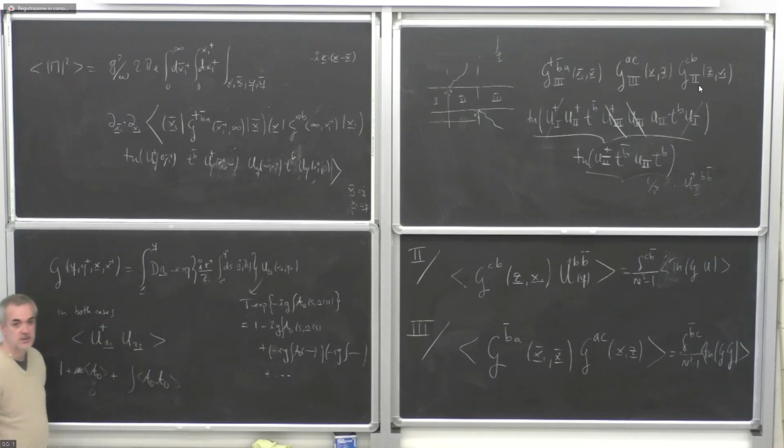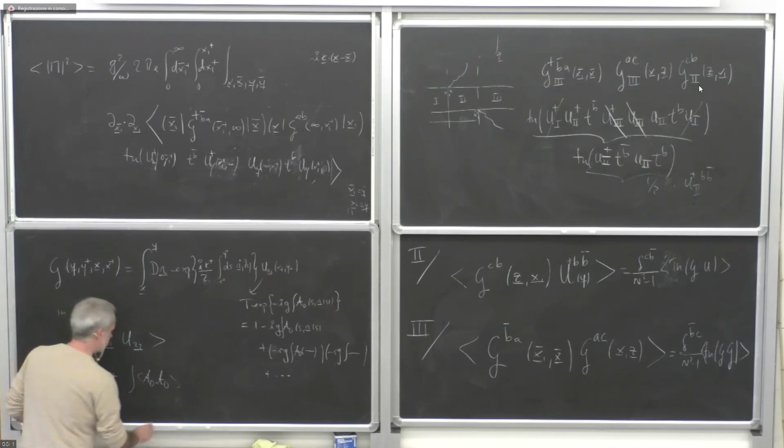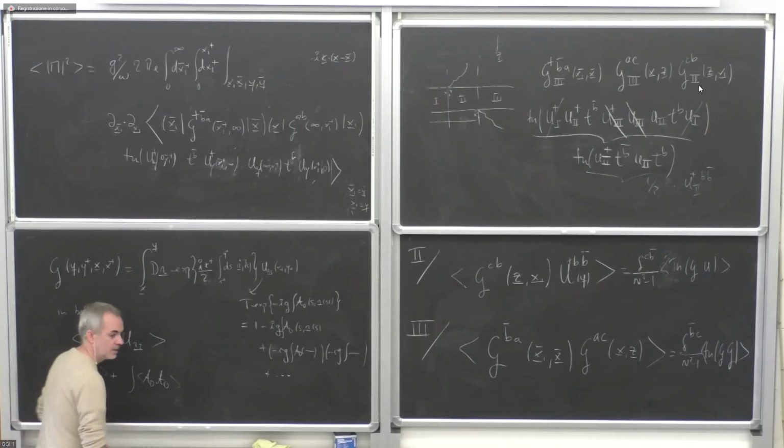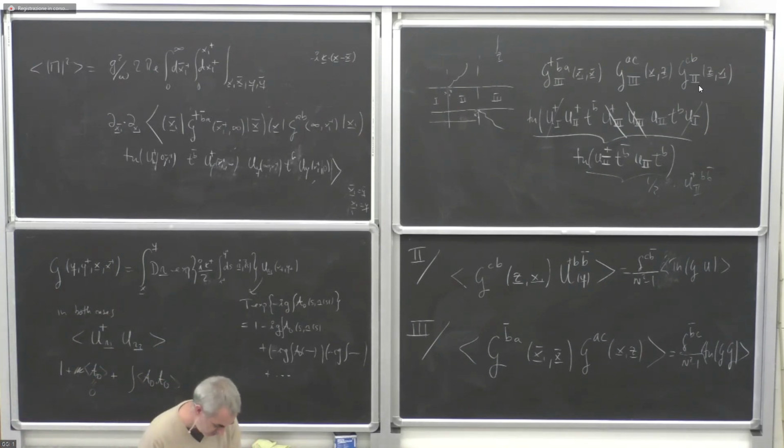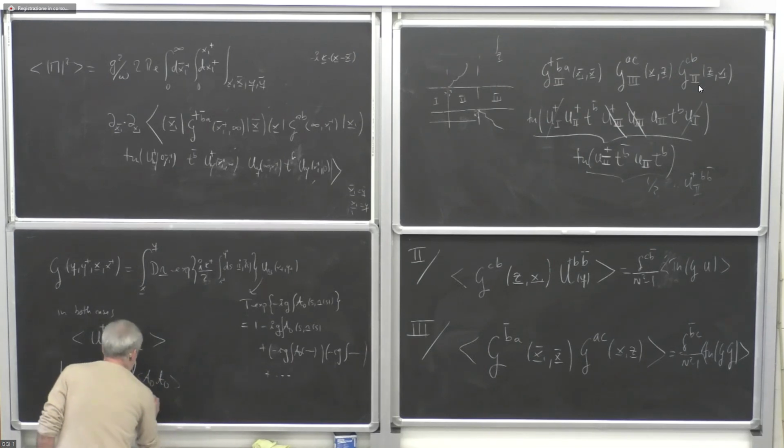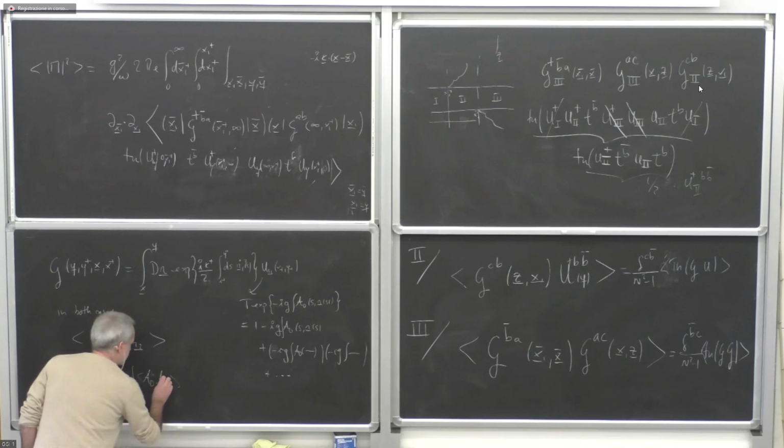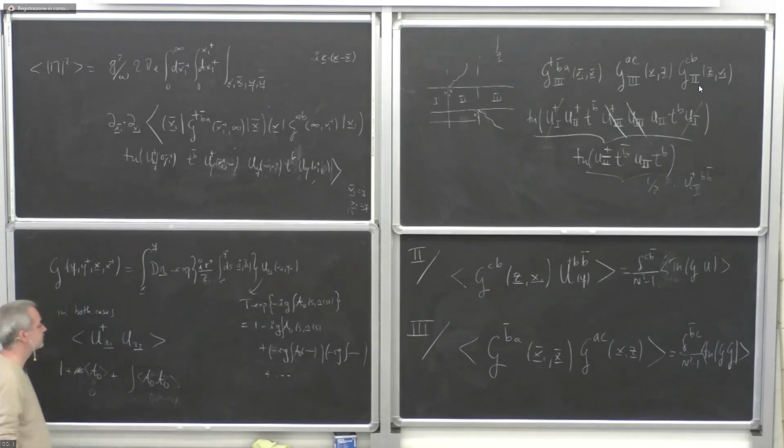And this is where we started. This is some function of the difference of coordinates, and it's local in time and local in color. Let's call it some sigma. If this is R1, R2, this will be some sigma of R1, R2.